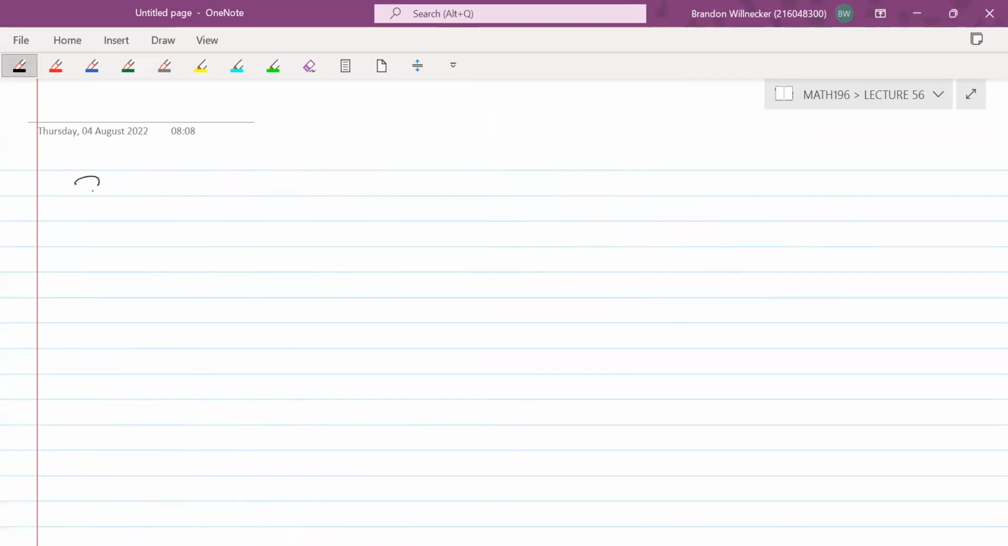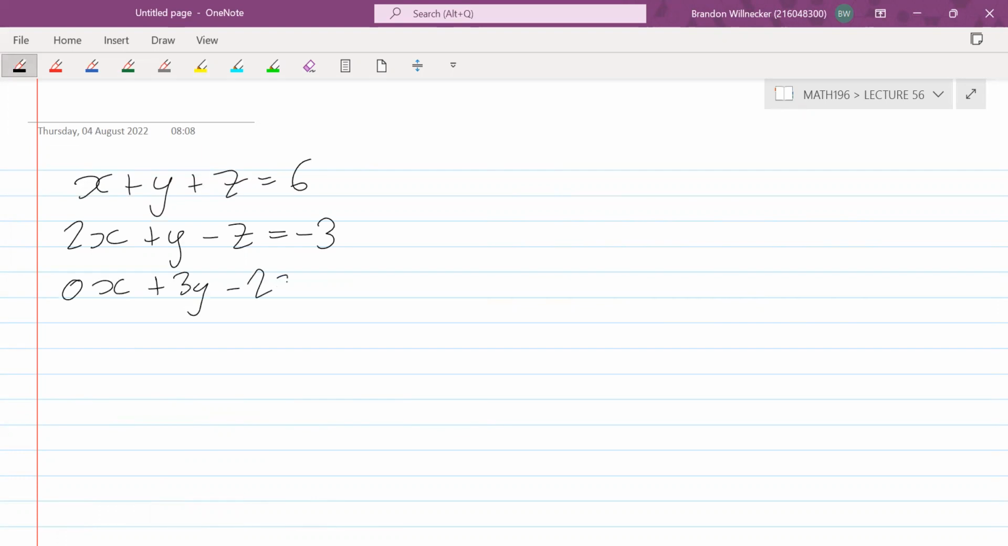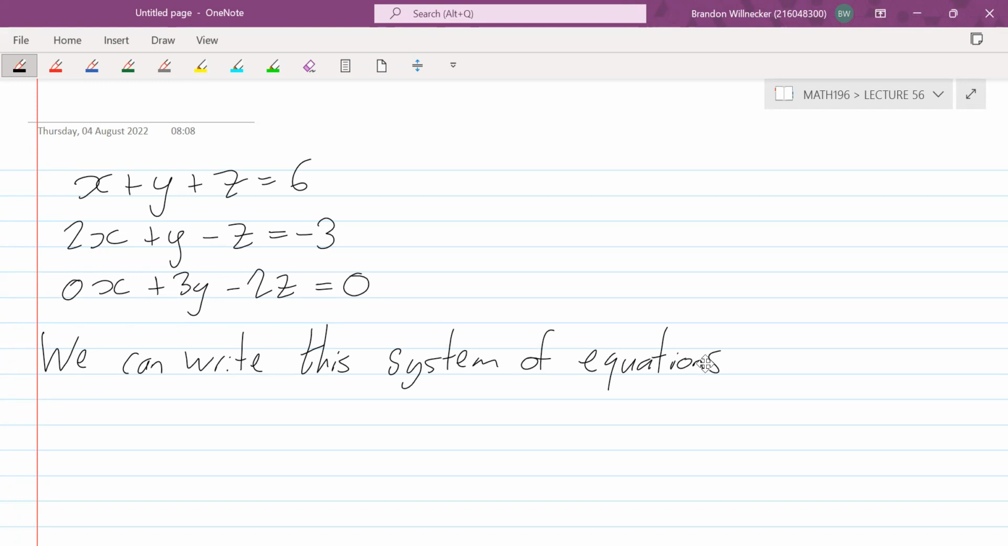Okay, so let's rewrite the system. We've got x plus y plus z was 6. 2x plus y minus z is equal to minus 3. 0x plus 3y minus 2z is equal to 0. Now, if you wanted to solve this using the previous method, you would write this as an augmented matrix and then do row operations. However, we could also write this using matrices. So we can write this system of equations, so multiple equations, as a single matrix equation. Okay, so how do we go about doing that?